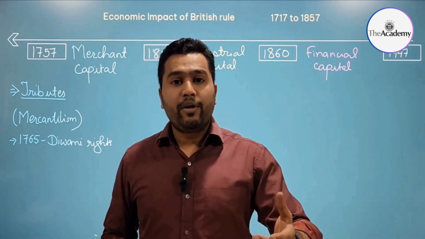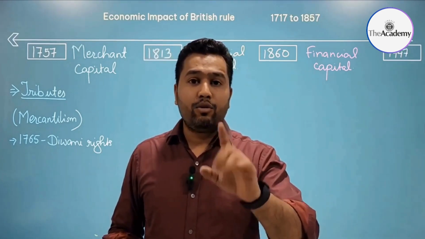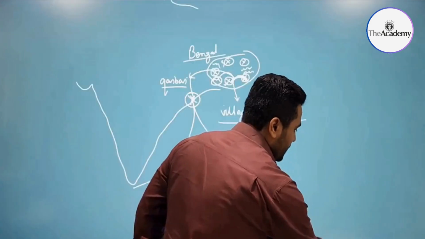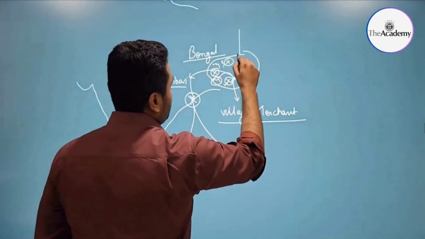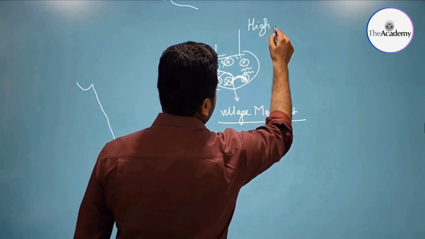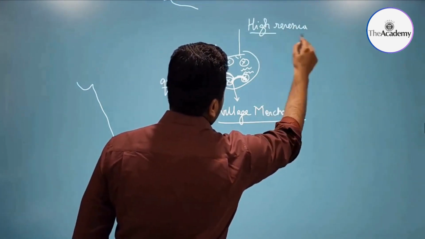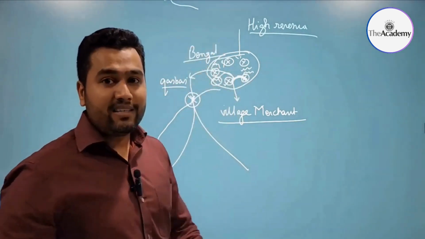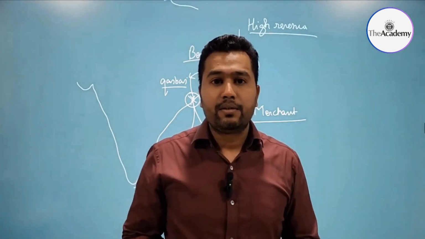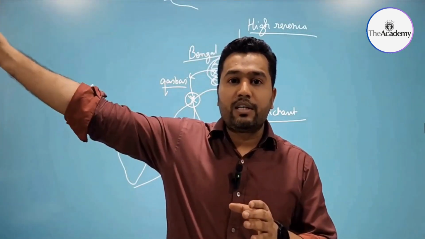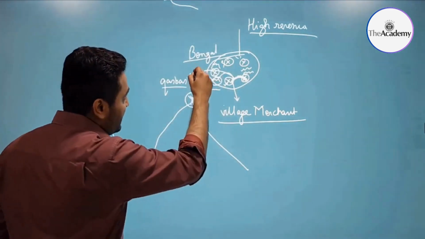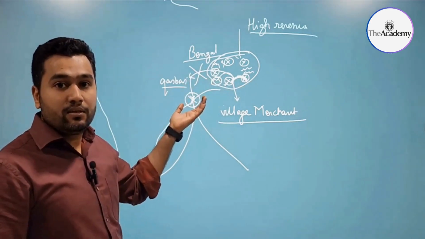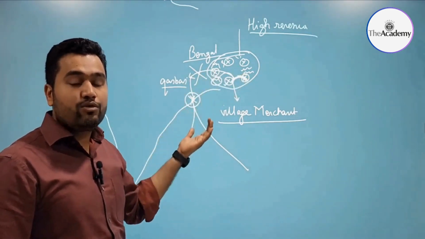The British appointed Muhammad Reza Khan and Raja Shitab Roy, and they were told to raise as much revenue as possible. So when the British started imposing a high revenue demand from every region, the surplus started getting acquired by the British. And this surplus was transported to England. So what happened? The trade got disrupted. So there was no surplus going from these villages to the outside regions.